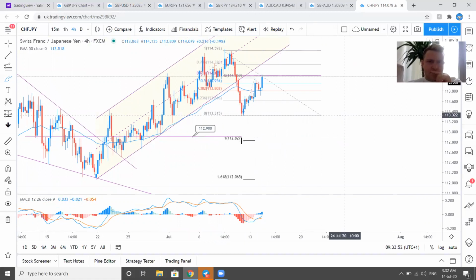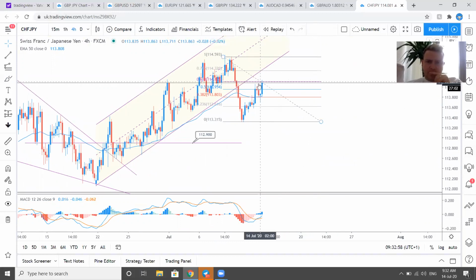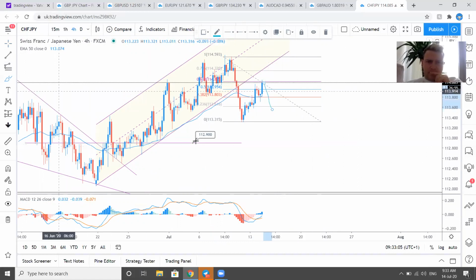But then if it does, so let's say we do get a rejection here, and we start to see that later today we've moved back down here, we can then apply a fib. So we can apply a fib to a channel, a double top, a double bottom. We can apply a fib to whatever we like. It's just knowing what is relevant and what is not.